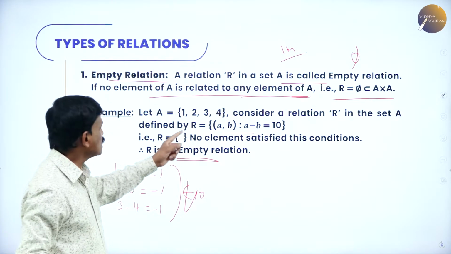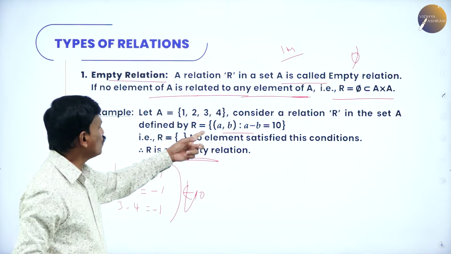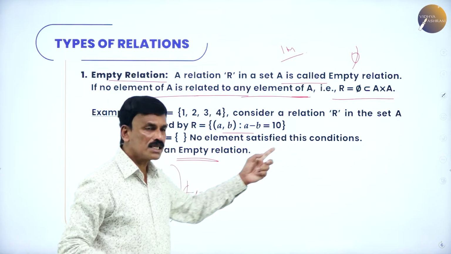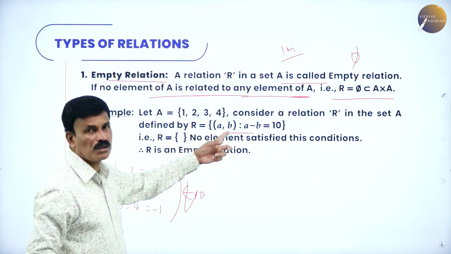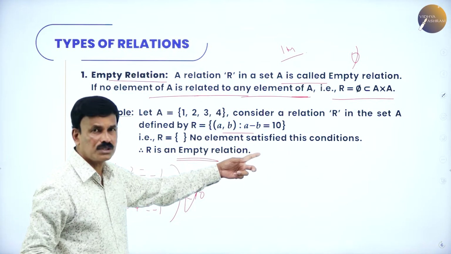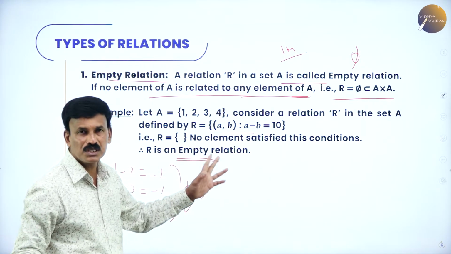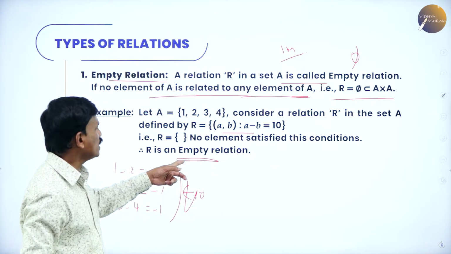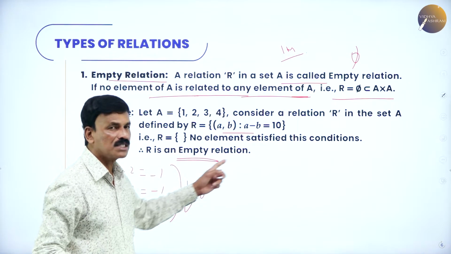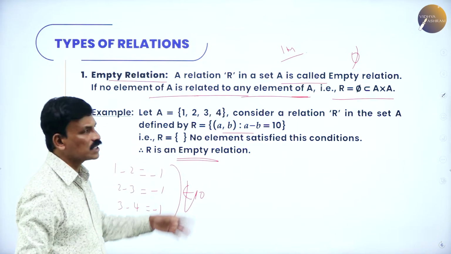Here, let us consider a set A = {1, 2, 3, 4} and a relation R on the set defined by R = {(a, b) such that a - b = 10}. The difference between two numbers being 10 is an empty relation because no element satisfies the given condition. Therefore, it is an empty relation.